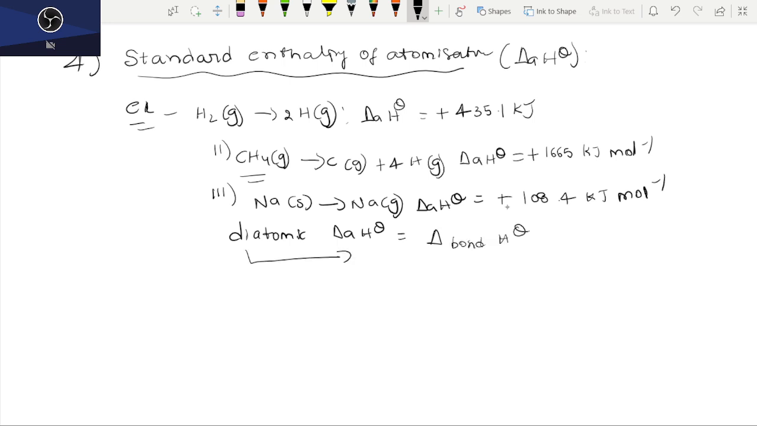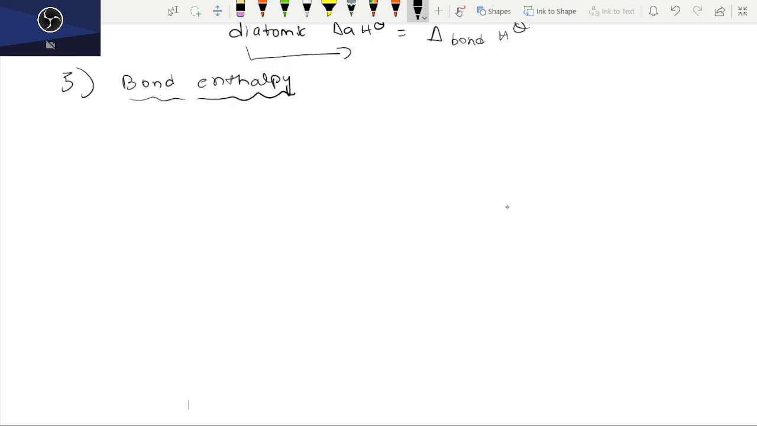Fifth type of enthalpy, bond enthalpy. What is exactly bond enthalpy? We are going to learn now. It is a little bit of a lengthy topic. Let us understand the bond enthalpy. It is the enthalpy change when one mole of a particular covalent bond in the gaseous state is broken to form products.